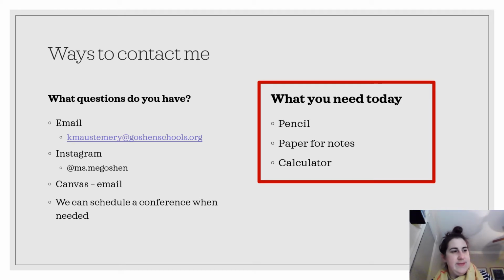What you need today is a pencil, paper for notes, and a calculator. You can have your Desmos calculator up.